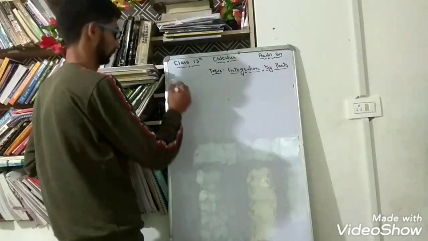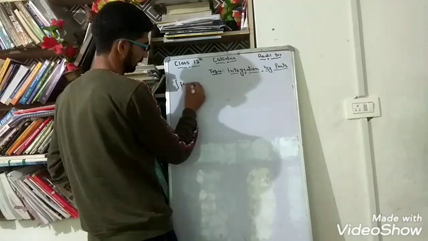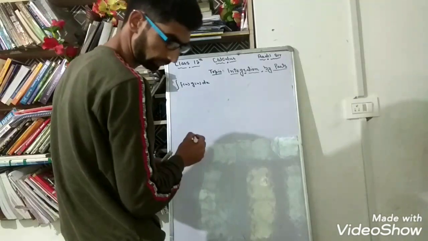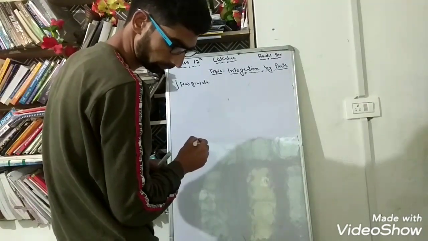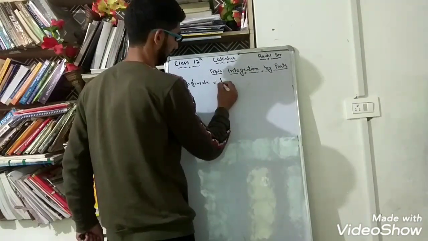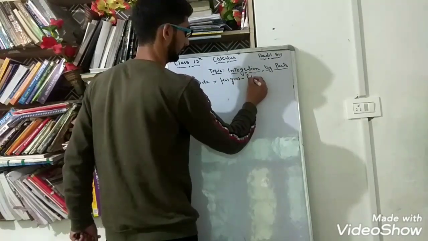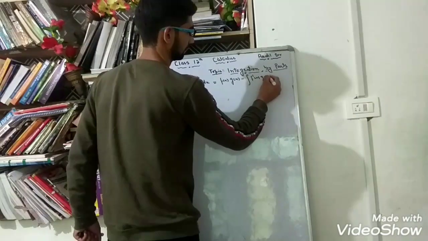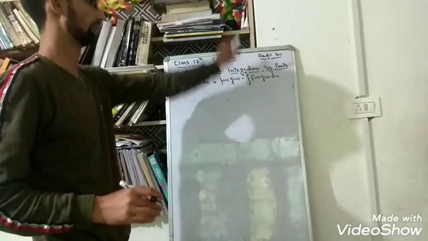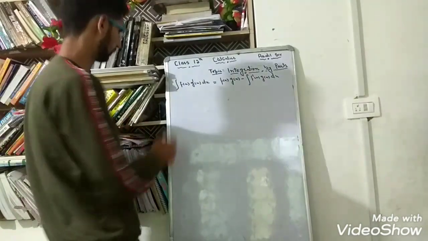We got this: integral of f of x g dash of x dx is equal to f of x g of x minus integral of f dash of x g of x dx. So this will help us to find out the method of integration by parts. Now we will write down the note.